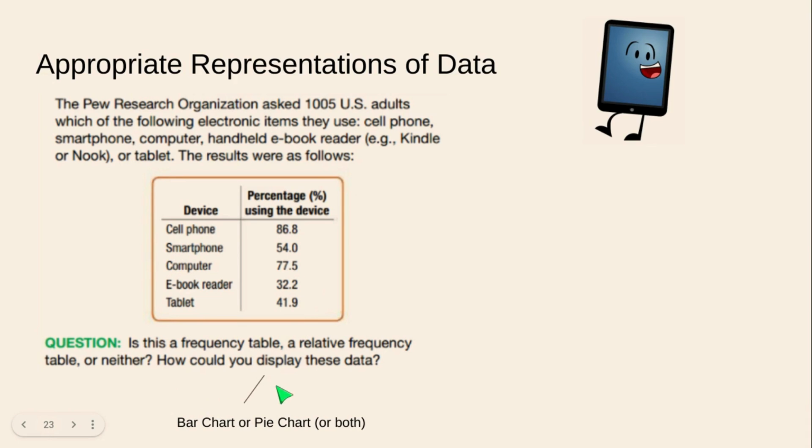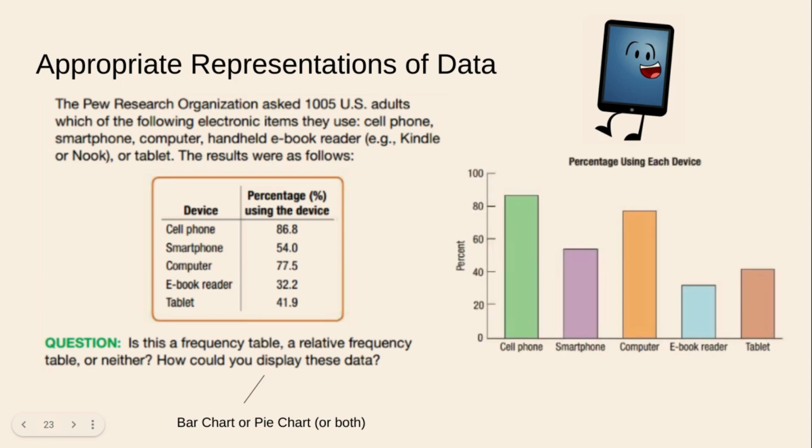How could we display these data? Bar chart or pie chart or both? Well, this is not a part-to-whole analysis, okay? We have overlapping categories, so pie chart is right out. We cannot use it. So the only way to present these data would be a bar chart, something like this.